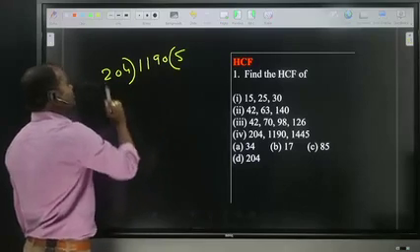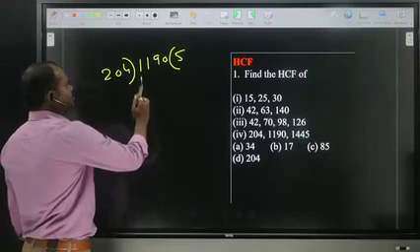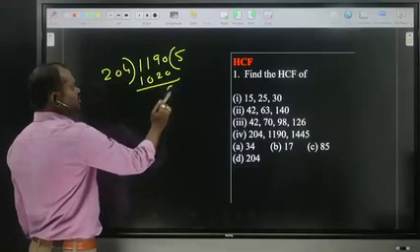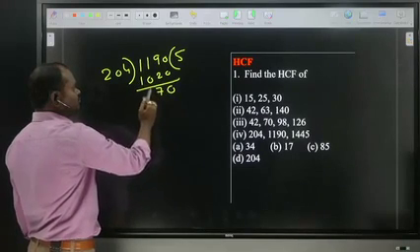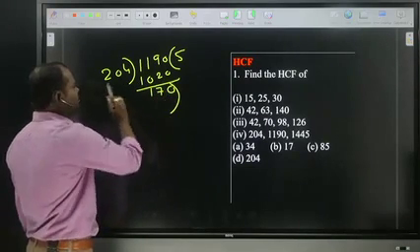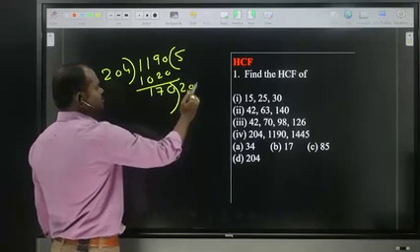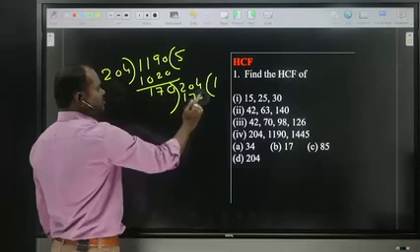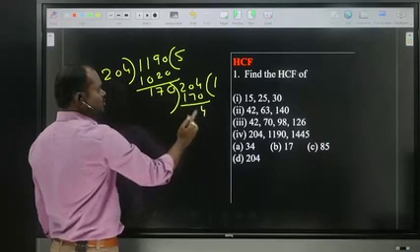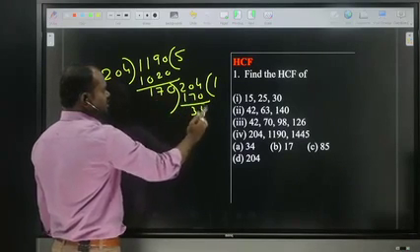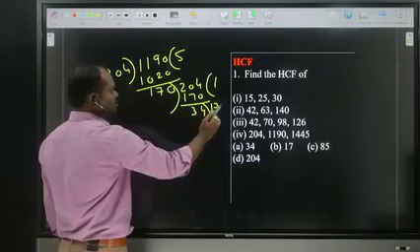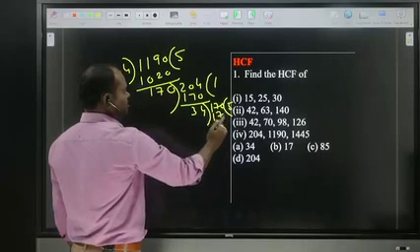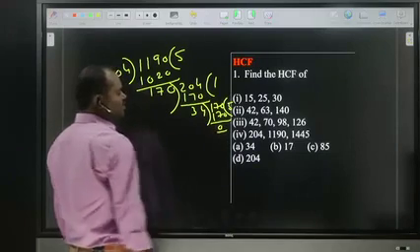5 times 204 is 1020. 1190 minus 1020 is 170. With 170, divide the 204. 170 ones are 170, remainder 34. With 34, divide the 170. In the 34 table, clearly 5 times is 170. Remainder 0. When the remainder is 0, then stop.